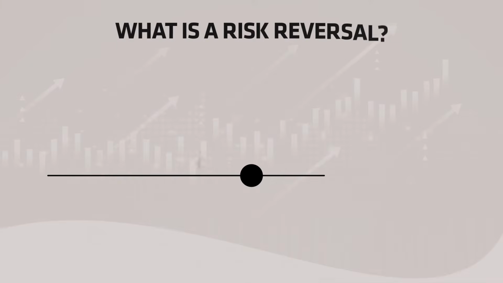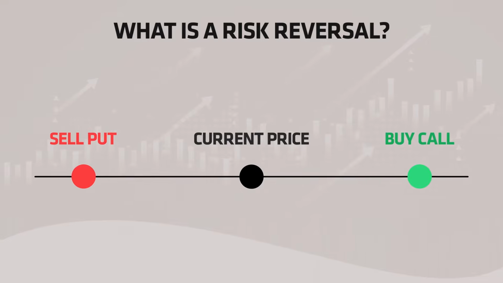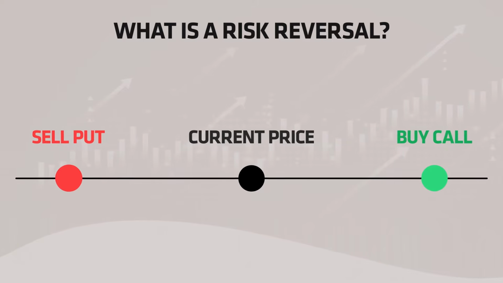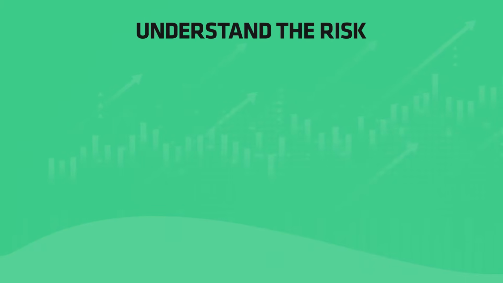A risk reversal is simple. You sell a lower put option and buy a higher call option. Usually both options are out of the money. The put strike sits below the current stock price and the call strike sits above it. To understand the risk reversal, break it into two trades.